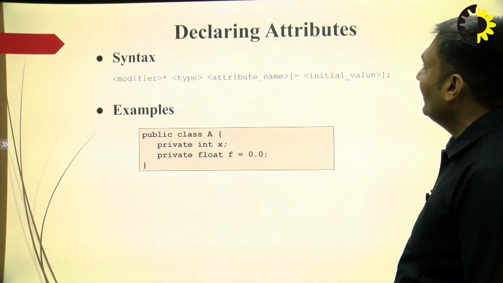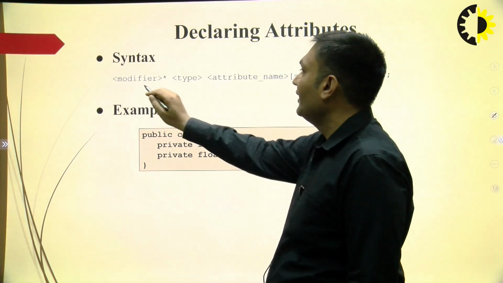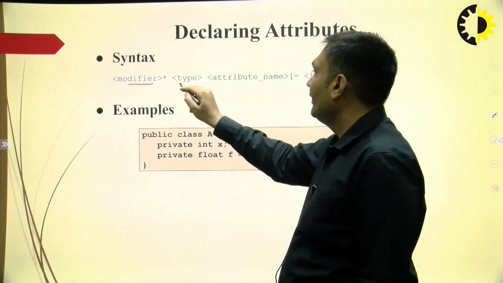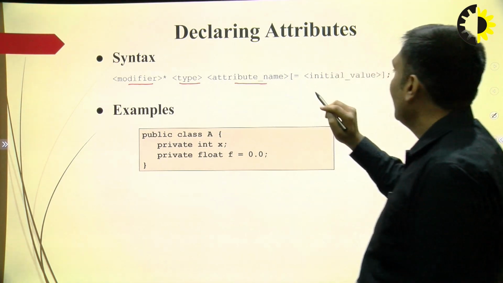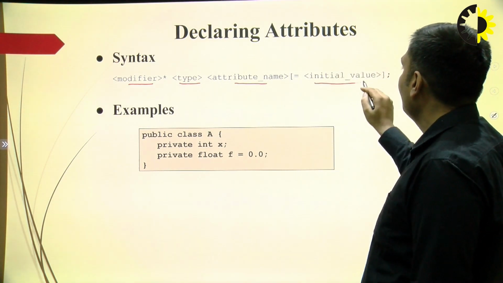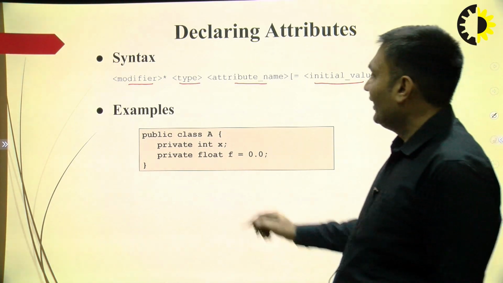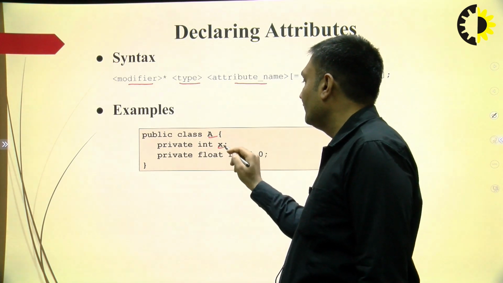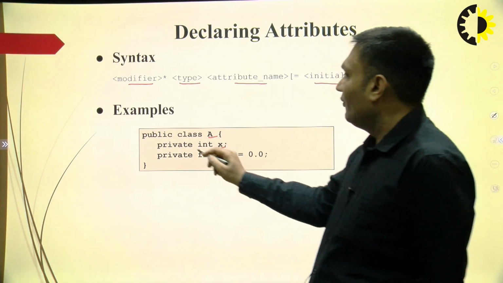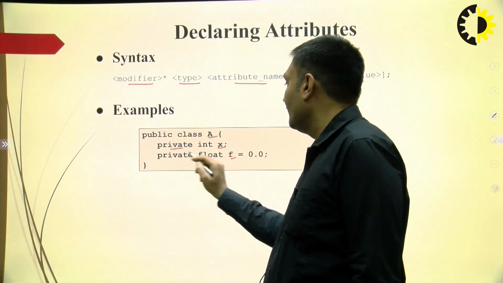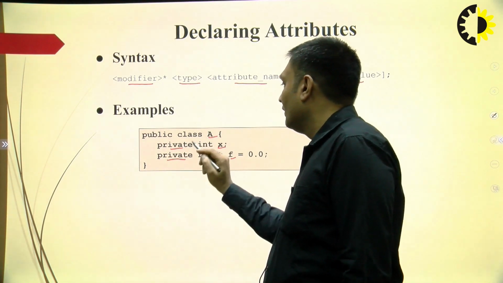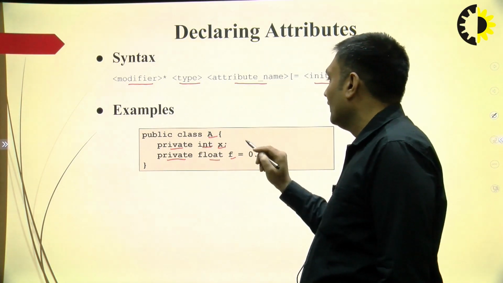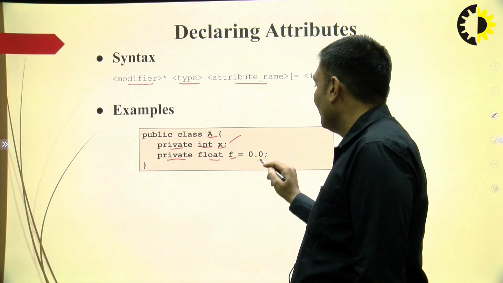Now, how do we define the attributes? To define an attribute, we first have a modifier, then the data type of the attribute, then the attribute name, and if there is an initial value, then we give that initial value. For example, I am defining a class A with two attributes, X and F. X is private and F is also private. X is an integer type, F is a float type. There is no initial value for X, and there is an initial value of 0.2 for F.